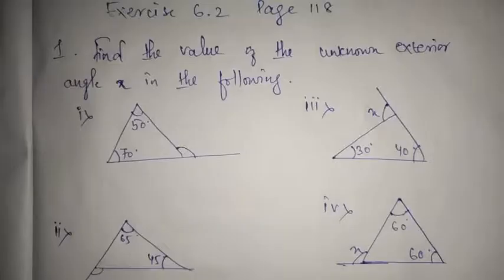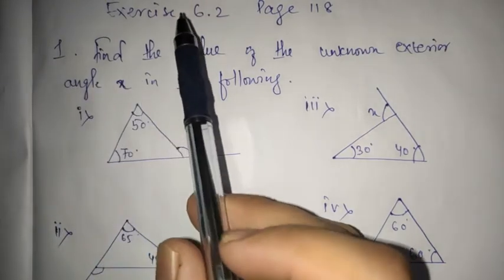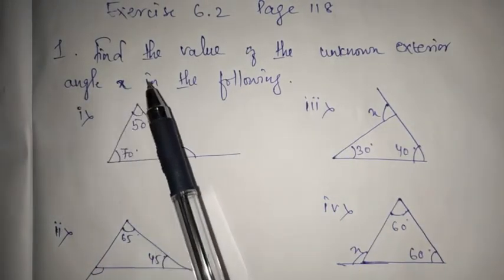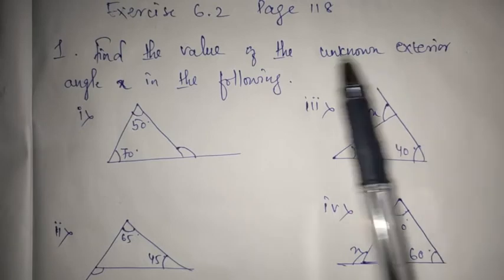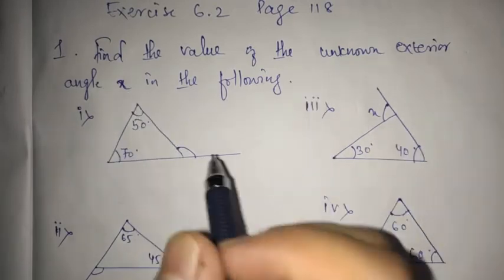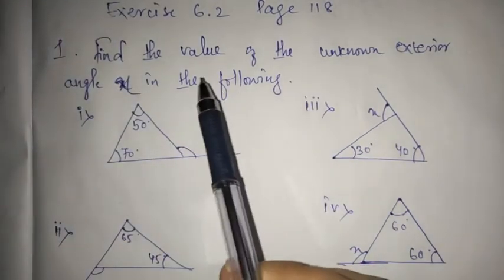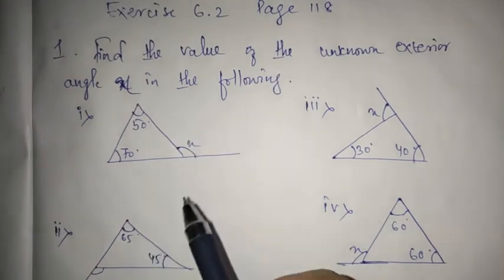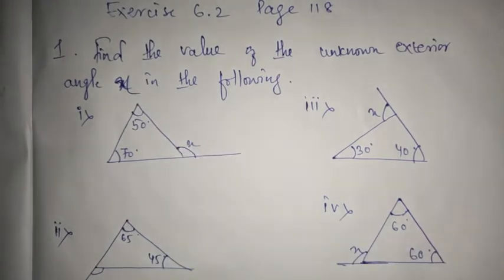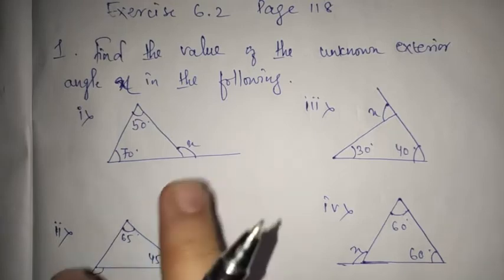Alright. So students, here we have the first question from exercise 6.2. The question is, find the value of the unknown exterior angle x in the following. So here it is x. The first one is quite familiar to you, I guess. I have shown you this in the example also.